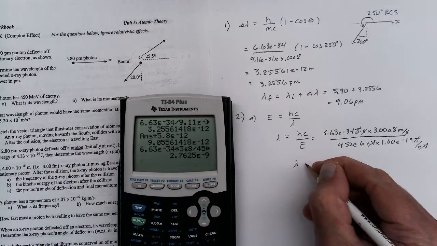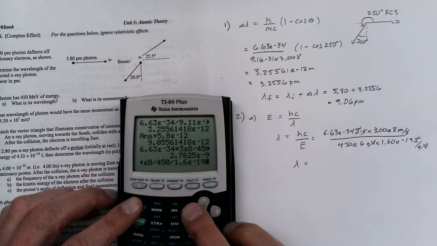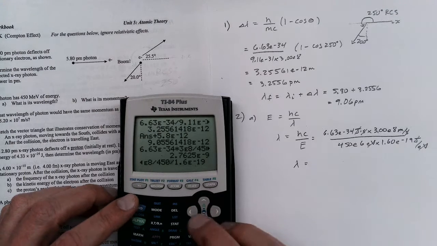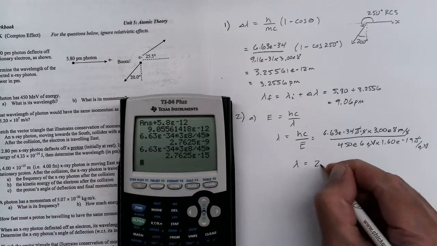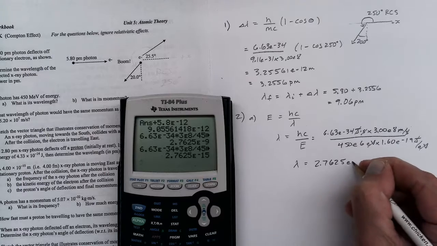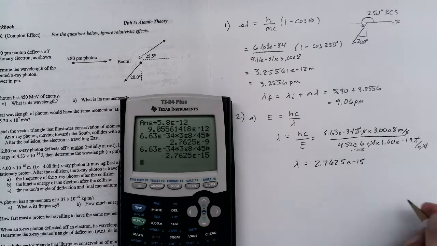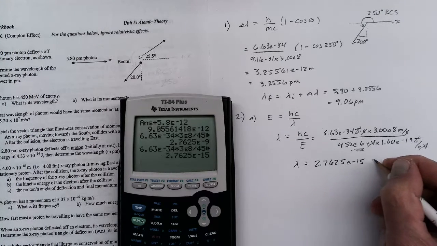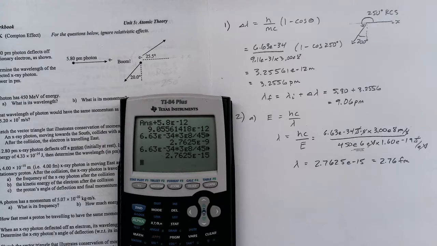Okay, I get the following here. Oh, pardon me here, I just didn't put in the E6. That's better. 2.7625 E negative 15. So it was E6 there that was messing me up. Okay, that's fine. So in fact, this would be essentially 2.76 femtometers. Femto is a prefix times 10 to the negative 15.